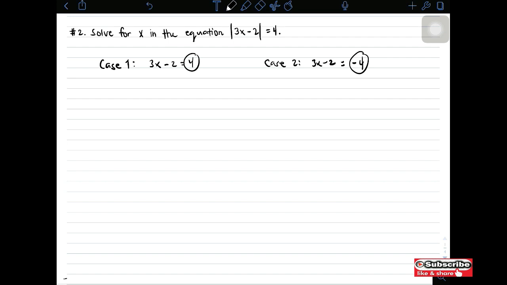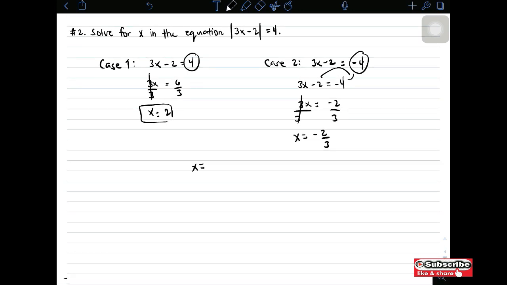And then, you will perform simple algebraic manipulation. This will become 3x is equal to 6. And then, divided by 3, your x is 2. And then on the other case, we have 3x minus 2 is equal to negative 4. Transpose natin sa kabila, it will become 3x is equal to negative 2. Dividing both sides by 3, your x is equal to negative 2 over 3. So, the values of x are 2 and negative 2 over 3. That's it for item number 2.